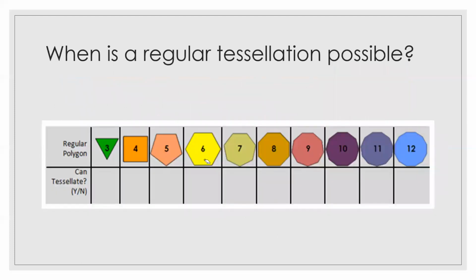And I want you to just take a look and ponder this question. Okay, so I want you to think about regular tessellation. That means just use the same shape over and over again. Can a regular triangle, and we call that an equilateral triangle, can that tessellate? What about a square? Can that tessellate? And so on.